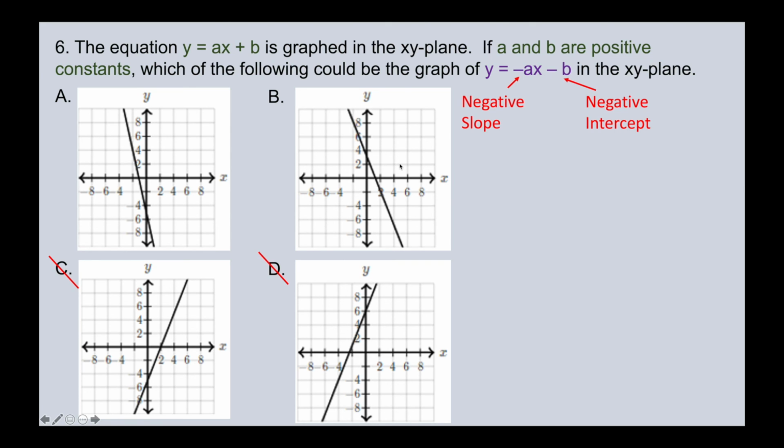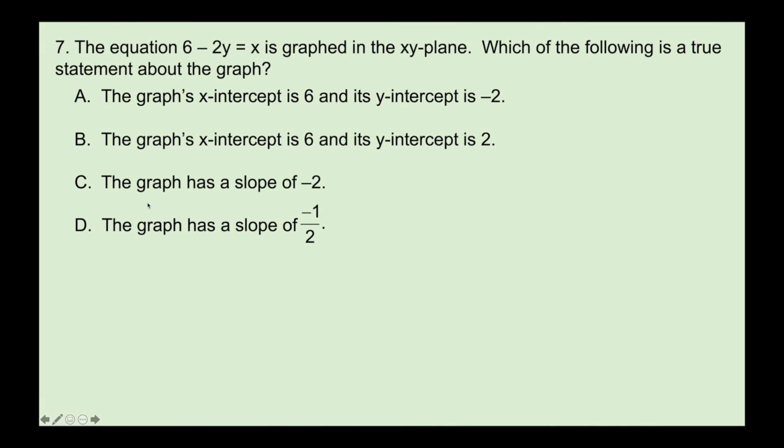From there, we also have a negative intercept. So if I look at A and B, the one that has a y-intercept in the negative region is here at A. So A is going to be our correct answer on number 6.